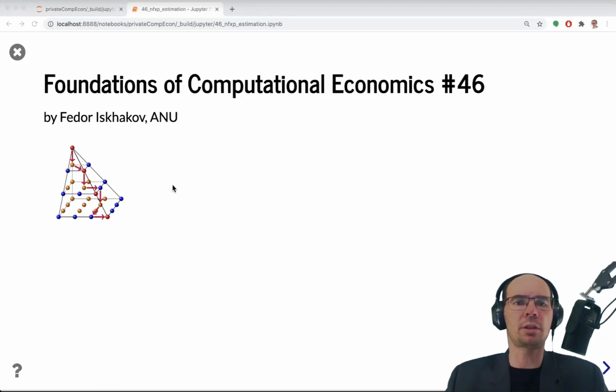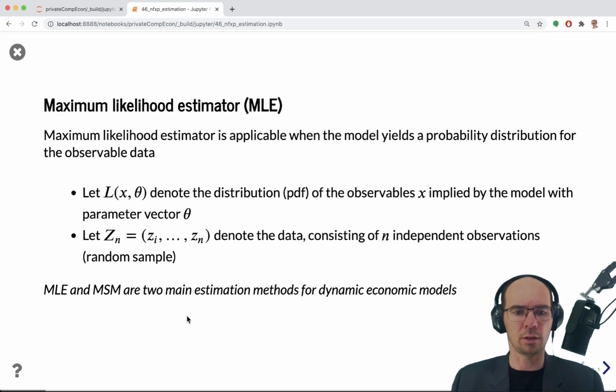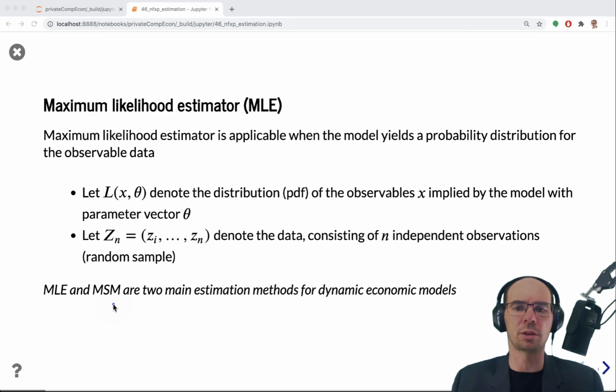In video 46 of the Foundations of Computational Economics, we will be talking about the nested fixed point estimator, which is a member of the family of maximum likelihood estimators and is a classical estimator for dynamic discrete choice models. Together with the method of simulated moments, it's one of the most popular methods used in structural econometrics to estimate dynamic models.